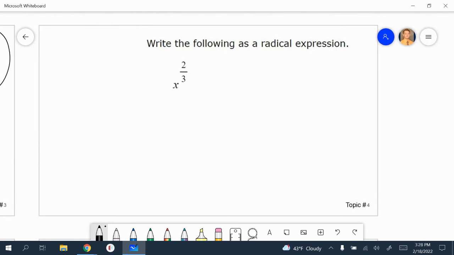Moving on to topic number 4. Topic number 4 is pretty quick and easy. I just have to rewrite this. And the way that we do this is the number that is on the bottom is the number that goes out front of the radical. So when I make this radical, x is going to be that number inside. 2 is its exponent, so that's coming from here. And the number that's on the bottom goes out front. And that's it. So this would be something that I definitely put down in my notes, because it's basically a template for all of those problems that have fractions on them.